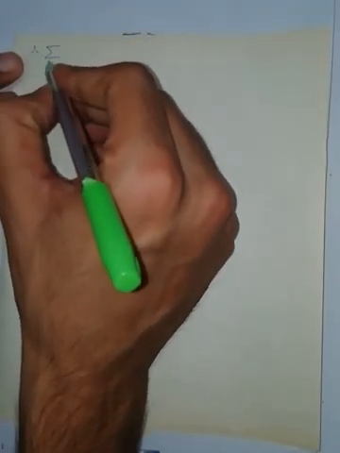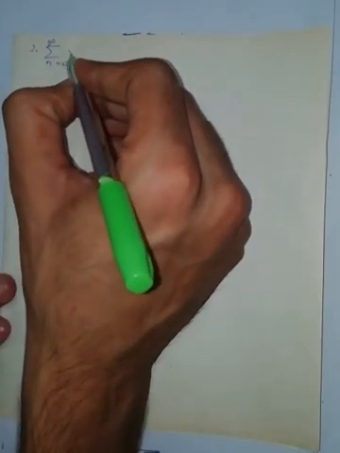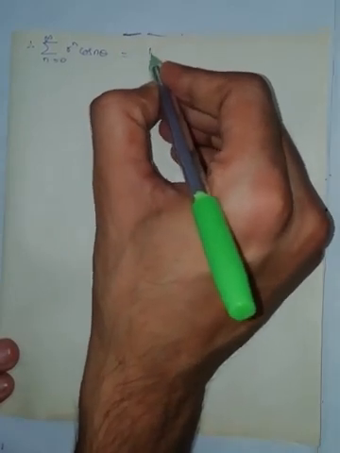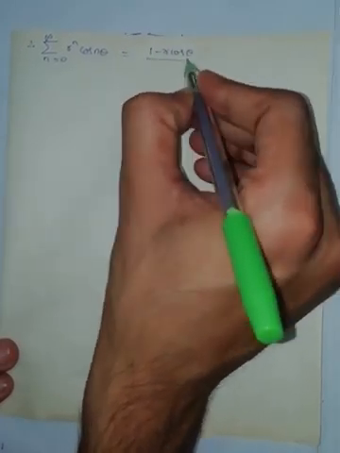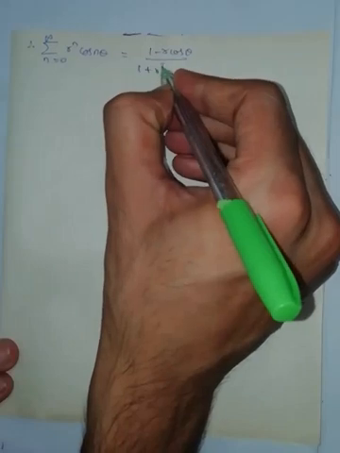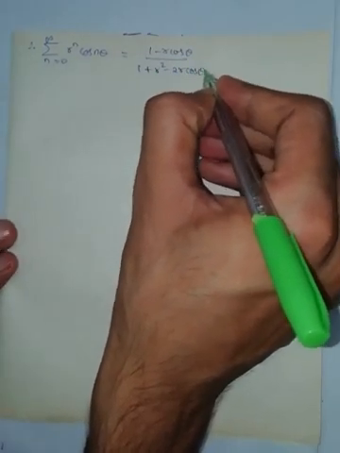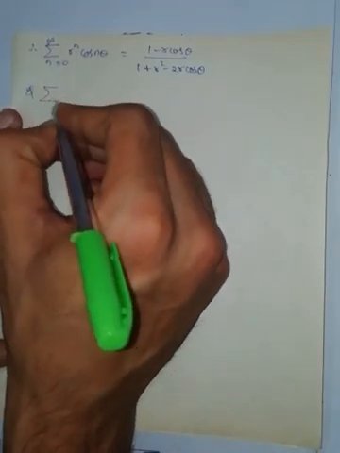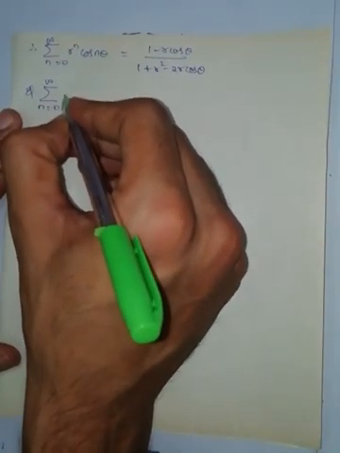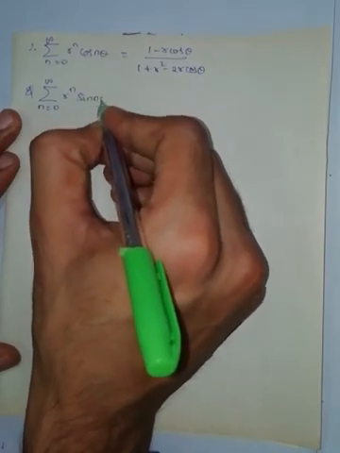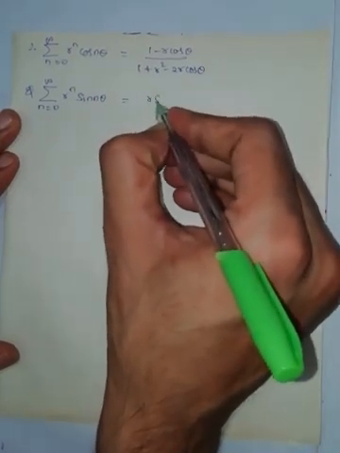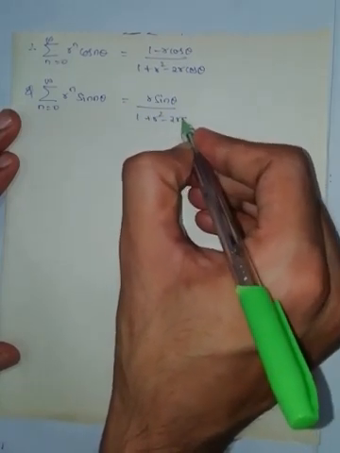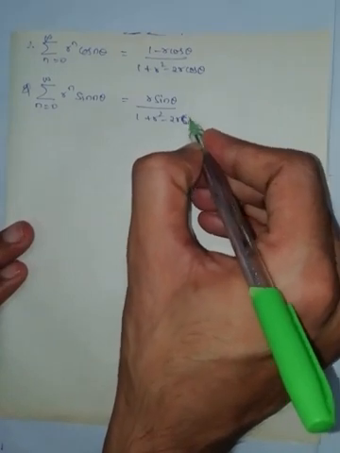Therefore summation n is equal to 0 to infinity r to the power of n cos n theta is equal to 1 minus r cos theta by 1 plus r square minus 2r cos theta. And what is the imaginary part on both sides? Summation n is equal to 0 to infinity r to the power of n sin n theta is equal to r sin theta by 1 plus r square minus 2r cos theta.